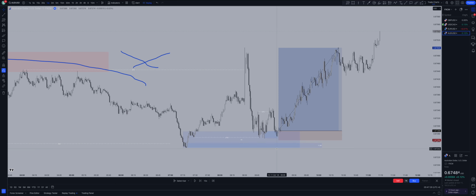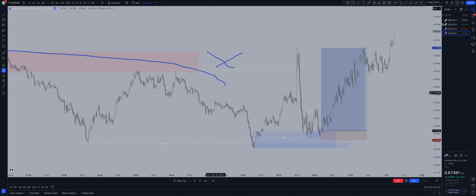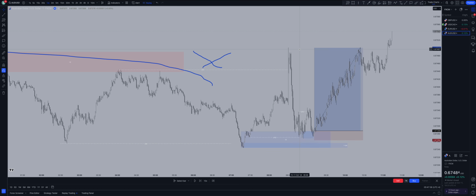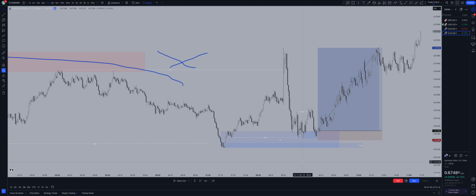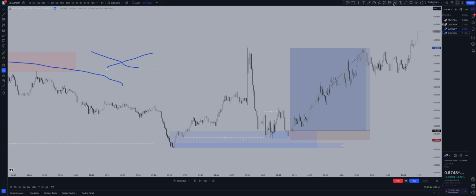So that would have been like 40 minutes afterwards. By that point, news is gone. It shouldn't have been a factor. But even so, I didn't like the wick. So I chose to just not even be on the charts at this time, and that's why I missed this trade. So the way this trade plays out, very simple.